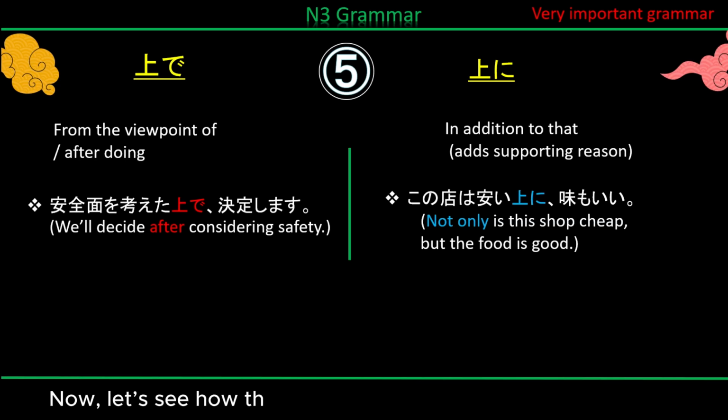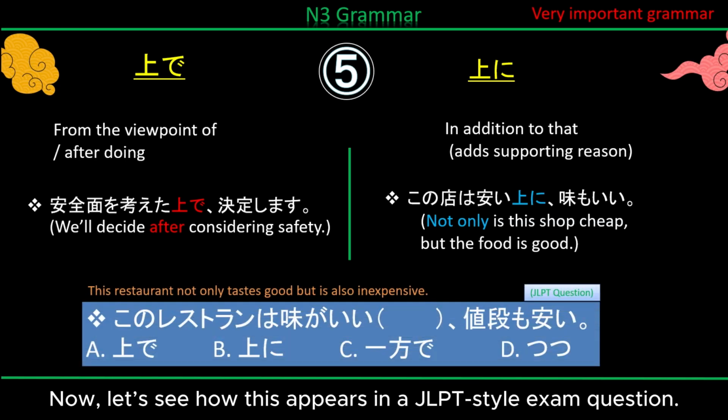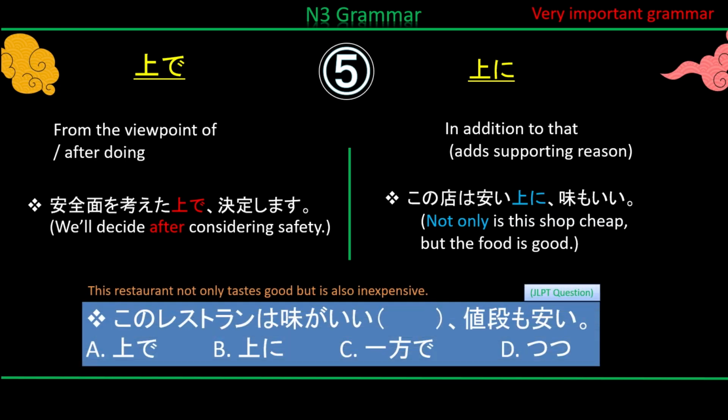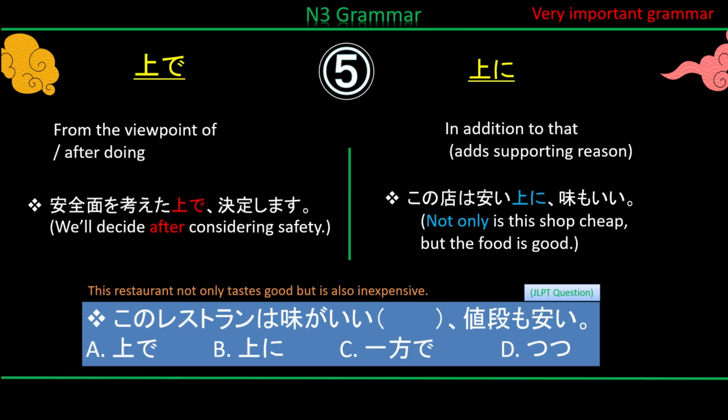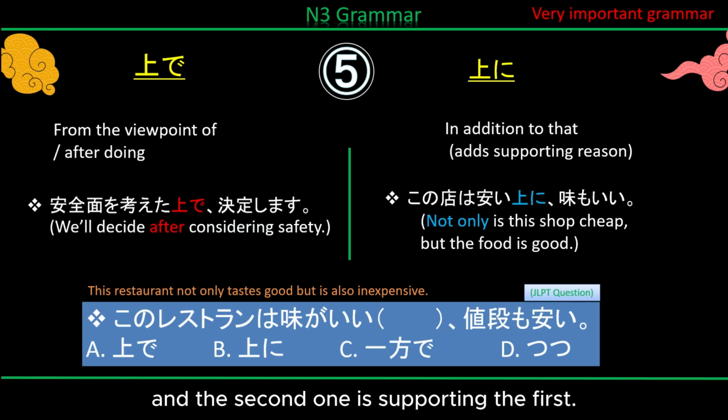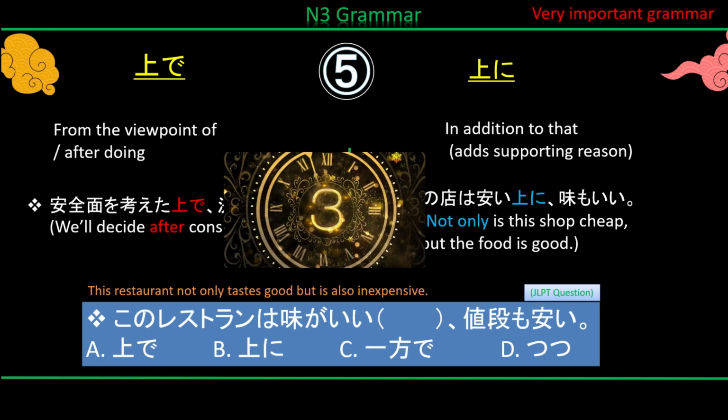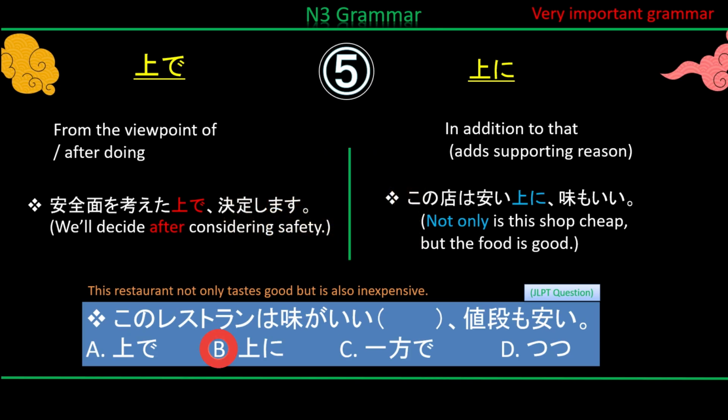Now let's see how this appears in a JLPT style exam question. このレストランは味がいい____値段も安い. At this point, you should already have a strong intuition. We are connecting two positive statements here, and the second one is supporting the first. So which grammar should we use? Exactly, うえに. That means the correct answer is option B.